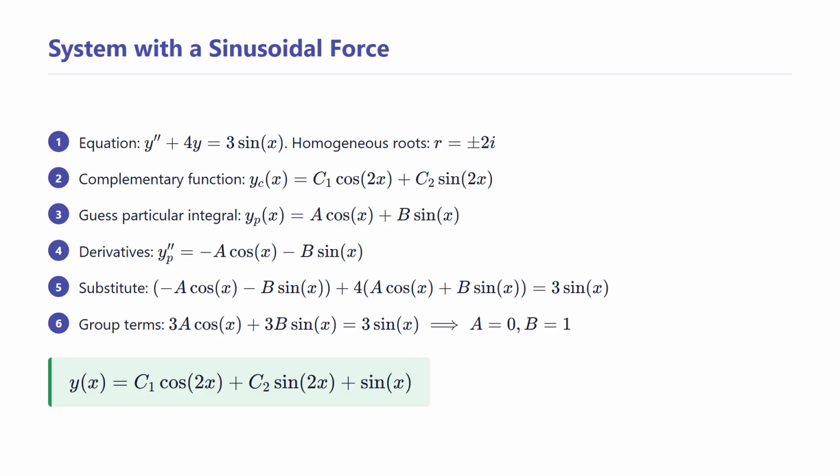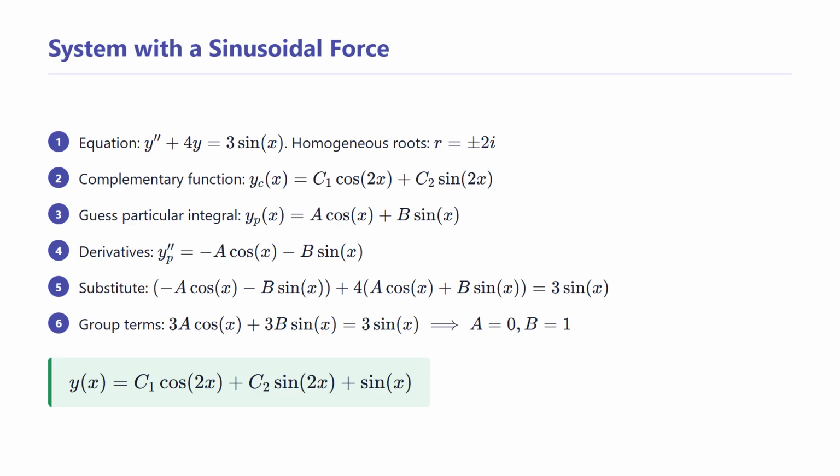Now let us tackle a system with a sinusoidal forcing function, like an undamped harmonic oscillator being rhythmically pushed. Our equation is y'' + 4y = 3 sin x. Solving the homogeneous part gives imaginary roots of ±2i, which translates to natural oscillations of cos 2x and sin 2x.